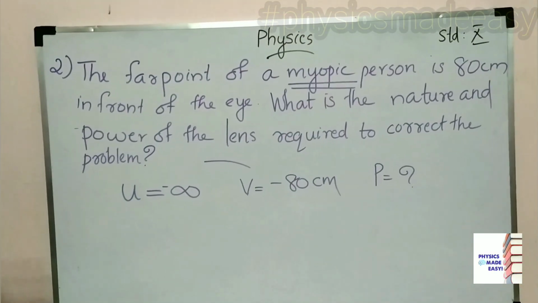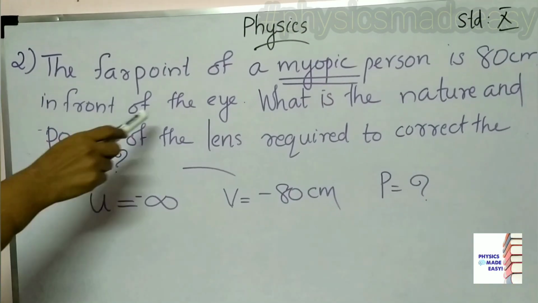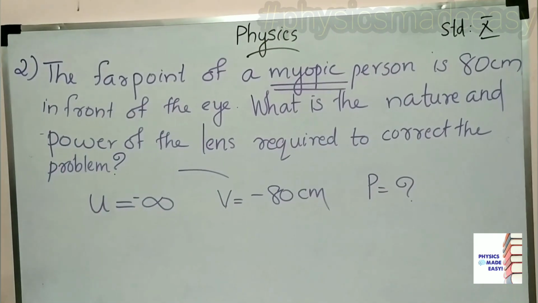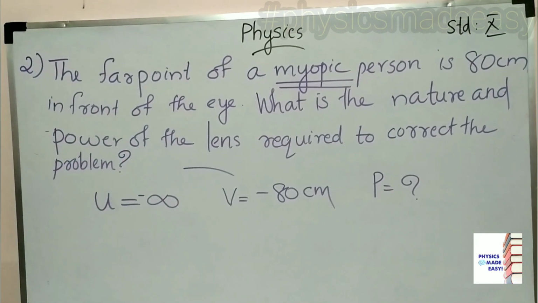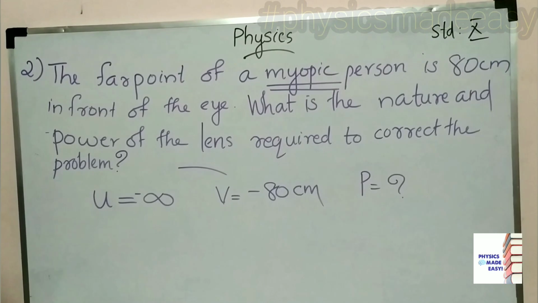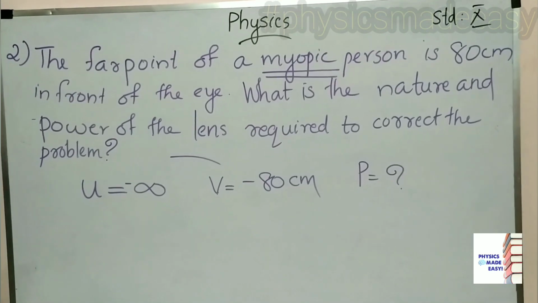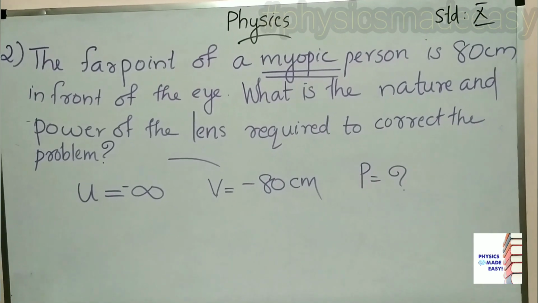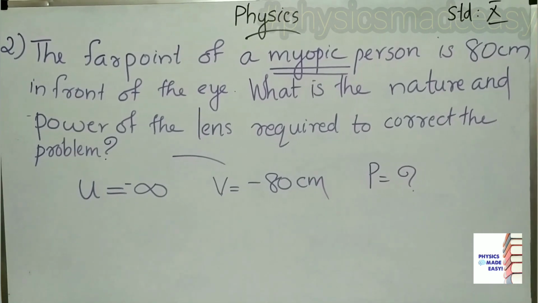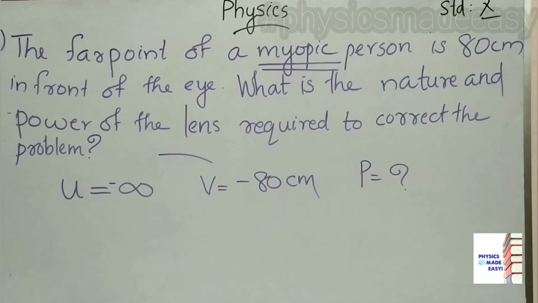Let us discuss another question. The far point of a myopic person is 80 centimeter in front of the eye. What is the nature and power of the lens required to correct the problem? Here also myopia is given. So the far point of that myopic person is given as 80 centimeter.